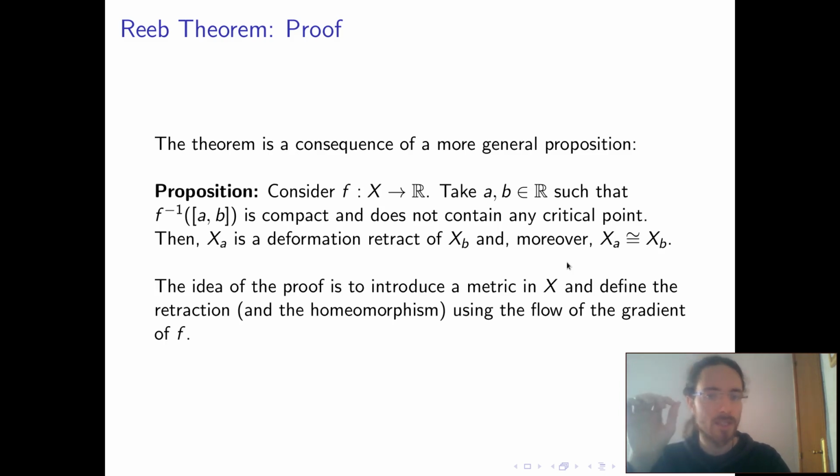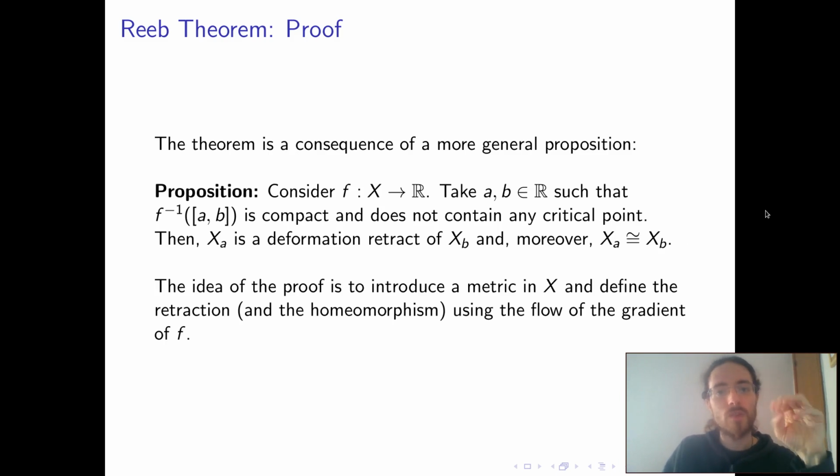So the idea is that you need to use another result, which is more general and has other applications, which is this proposition. If you have a function on a smooth manifold and you have two points in the image of the function, you take them such that the preimage of the closed interval is compact and does not contain critical points. This is the crucial thing here. Then you have a retraction result, which is the following.